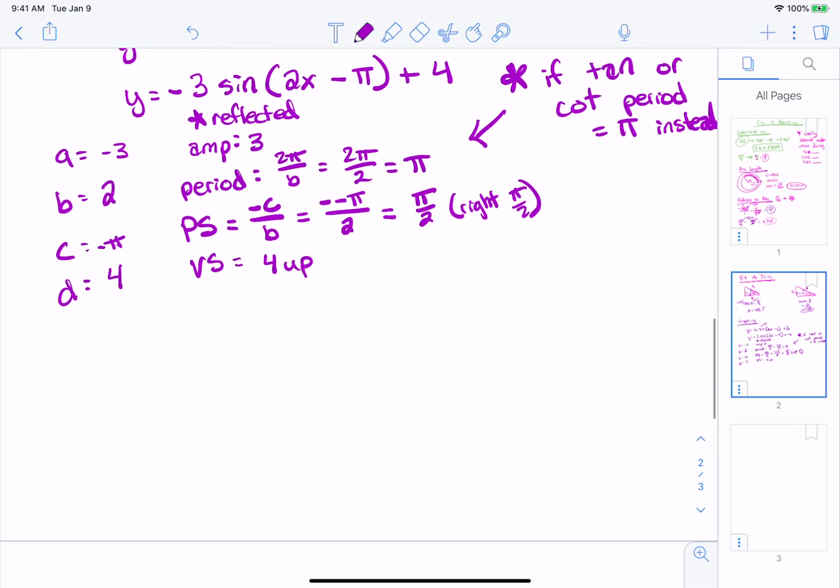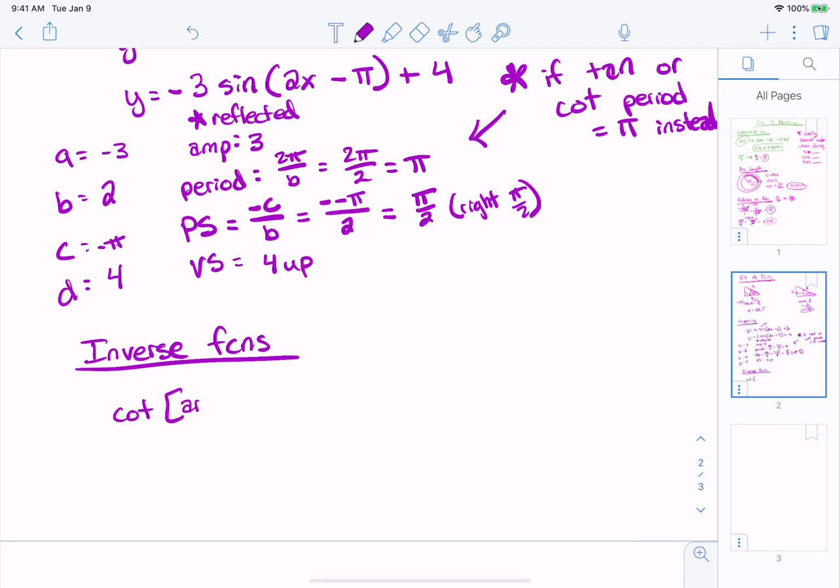Let's say I say find cotangent. Is this another example? No, this is not another example. I don't know what heading I want to put on this. So let's do inverse functions. Inverse functions. Let's say I want you to find cotangent of arc cosine of 5 over 13.